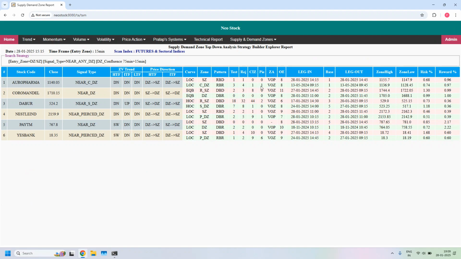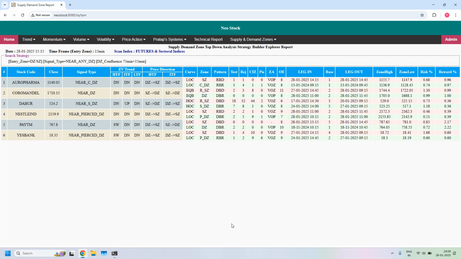Out of these 6, a few stocks are already pierced: 1, 2, 3. 3 of the 15 minutes demand zones are already pierced, so they may not be useful, unless institutions create a new order flow exactly within the pierced demand zones. In today's HLQ zone analysis, we saw such an example, L&T. We got the trade, a successful trade.